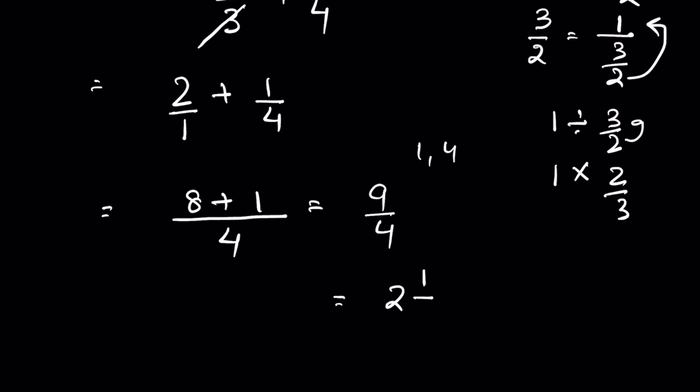So 2 1 upon 4 after doing the addition of fractions. Or here, if you don't want to do these steps, you can simply write it like this, 2 1 upon 4, because here actually the relation is of addition only. So 2 is multiplied by 4 and then 1 is added here. So this is our answer.